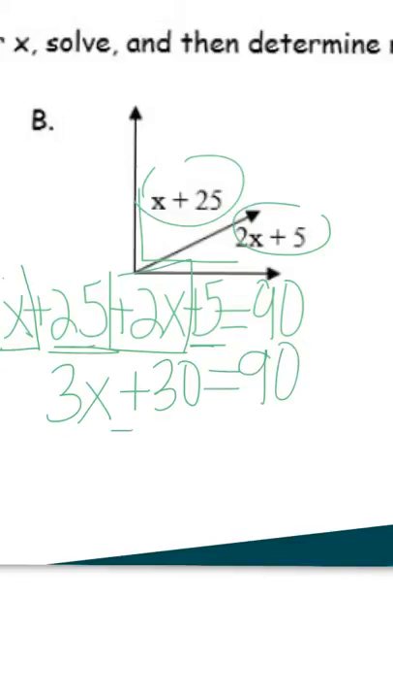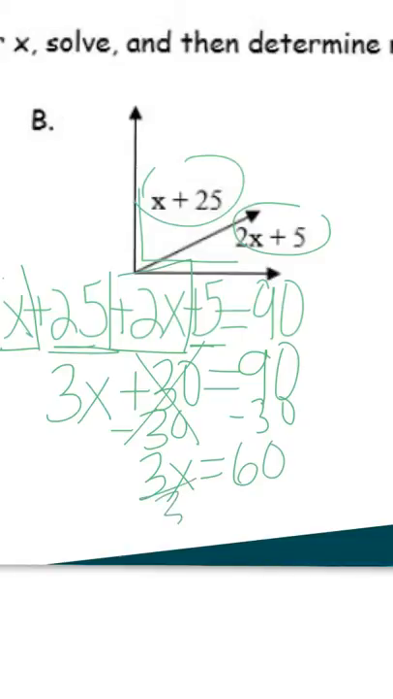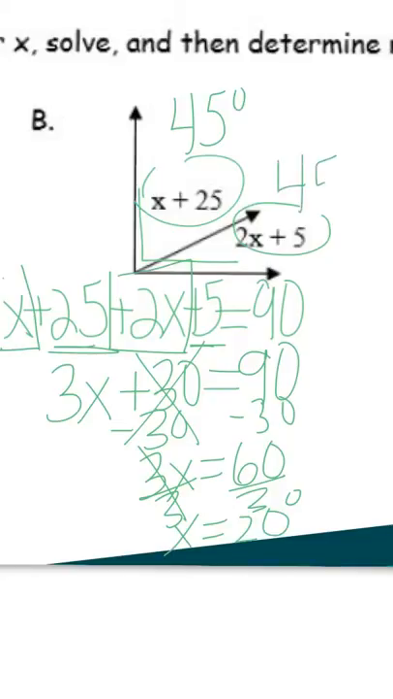Let's get rid of the plus 30 by subtracting 30 from both sides. That leaves us with 3x equals 60. To get rid of the 3, you divide by 3 on both sides. That gets rid of the 3, and we have x equals 20. Since x equals 20 degrees, we can now plug that in to the angle measures, where we have x plus 25, or 20 plus 25, which would be 45 degrees. And then 2x plus 5, 2 times 20 is 40, plus 5 is 45 degrees. Double check that they add up to 90 degrees, and 45 and 45 do, so these measures are correct.